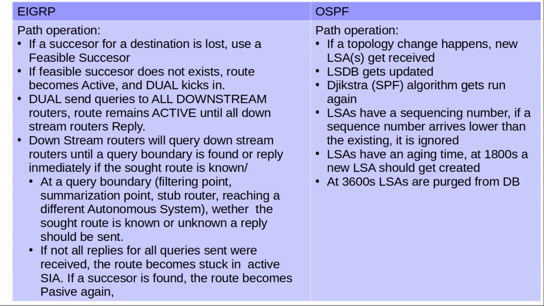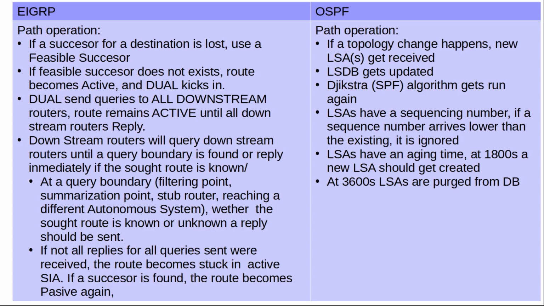So this query will travel all across your EIGRP network until that query finds a query boundary, which is a filtering point, a summarization point, a stub router, or a router that has a different autonomous system. And that router that lies at the boundary can only do two things, saying "I don't know anything" or "I know an alternate path." So replies should get sent across all your EIGRP network to the router that is asking.